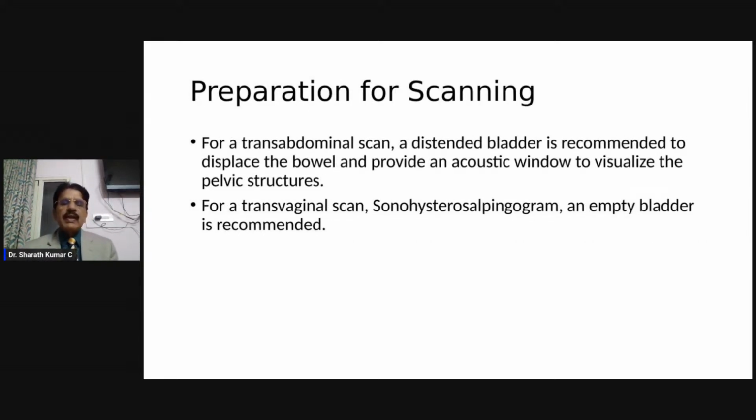Before scanning, for transabdominal scan, the distended bladder is recommended to displace the bowels and provide an acoustic window to visualize the pelvic structures. However, for TVS, no full bladder is required. In fact, if it is full, the patient may have some inconvenience when we put the transducer. So half bladder or quarter bladder is enough for TVS scanning, and also for SSG, sonosalpingogram, an empty bladder is recommended.